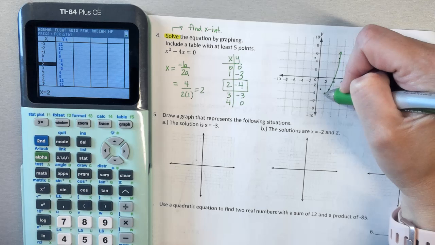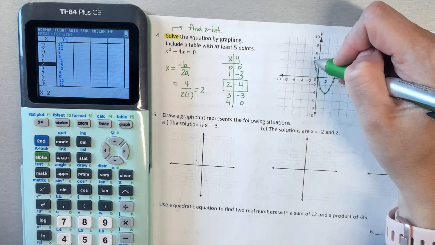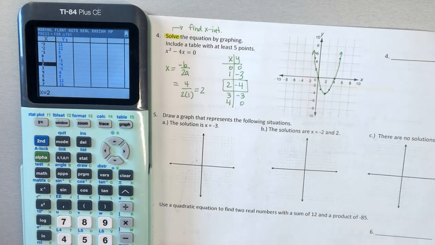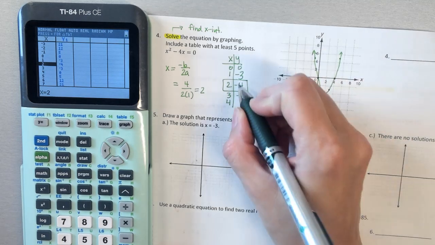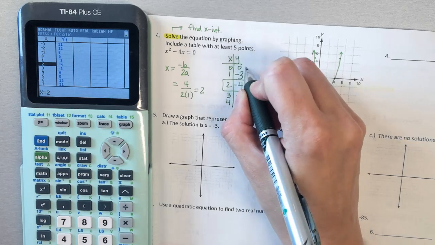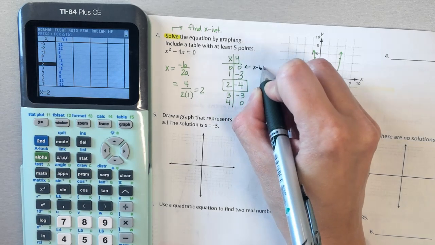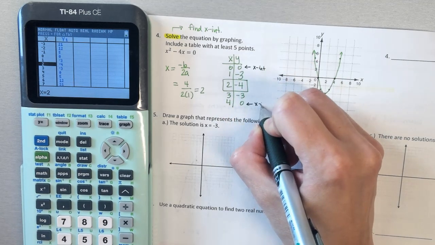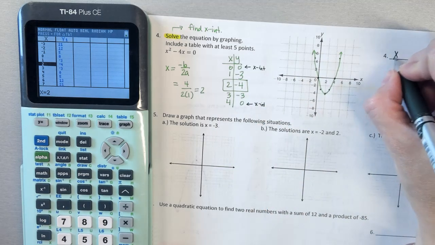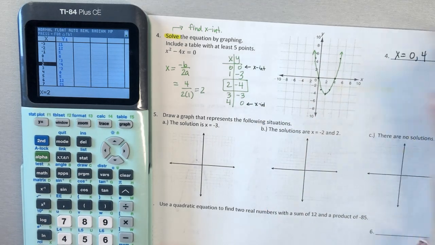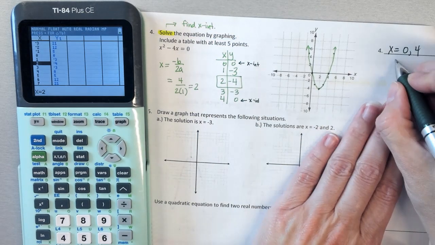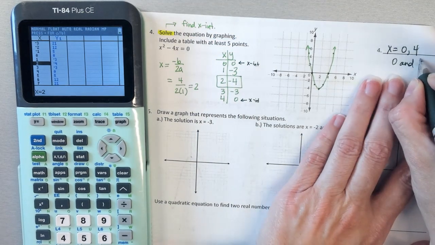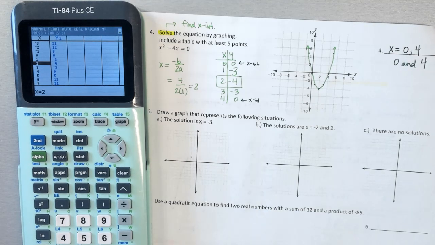This is going to give you a nice picture of your parabola, and then your answer is going to be your x-intercepts. We are lucky here, and you can see your x-intercepts on your table. So your answer, x equals 0 and 4. It's okay if you don't put the x equals. You can also just write 0 and 4, that's fine. Either one of those is correct.